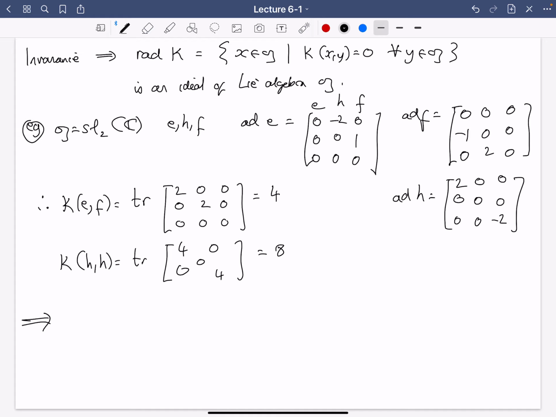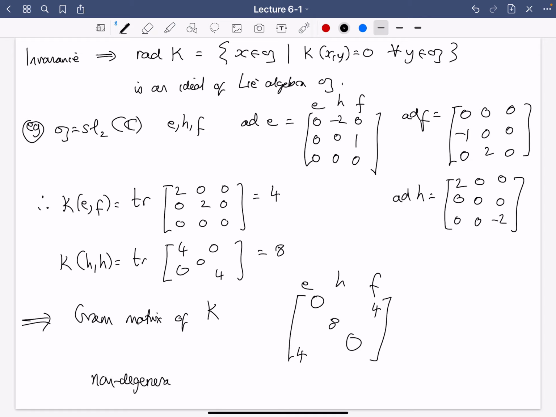So with simple calculations like this, you can work out the gram matrix of the killing form. In our ordered basis E, H, F, the gram matrix of this bilinear form, we just worked out the EF entry was 4. It's a symmetric matrix, and the HH entry is 8, and it turns out those are the only non-zero entries in that gram matrix. In particular, the determinant's non-zero, so it's a non-degenerate bilinear form.